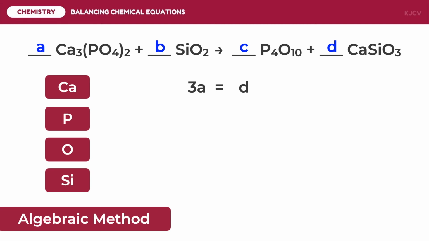For phosphorus, since it is inside a parenthesis, we multiply its subscript and the subscript of the parenthesis. Thus, we have 2 multiplied to 1, it will then be multiplied to A. Thus, the reactant side is equivalent to 2A. This will be equal to 4 times C or 4C in the product side.